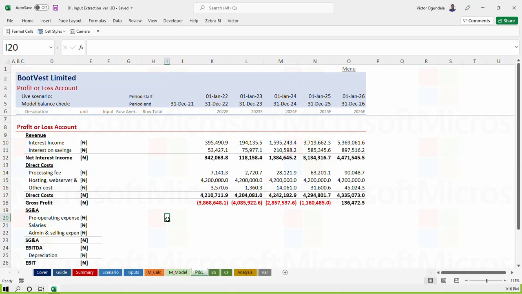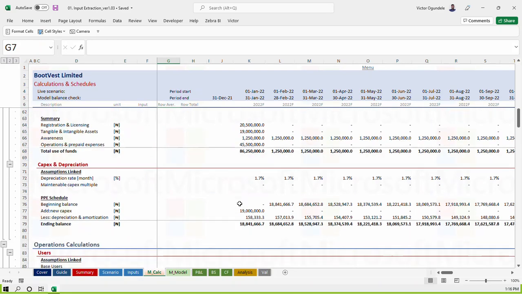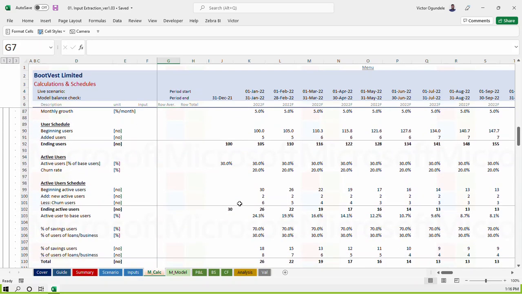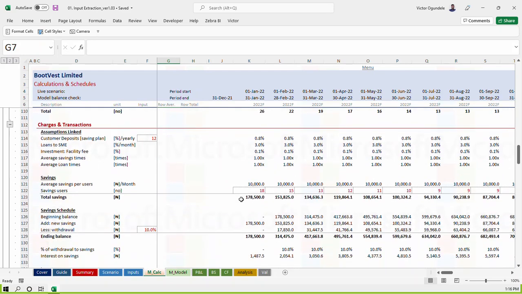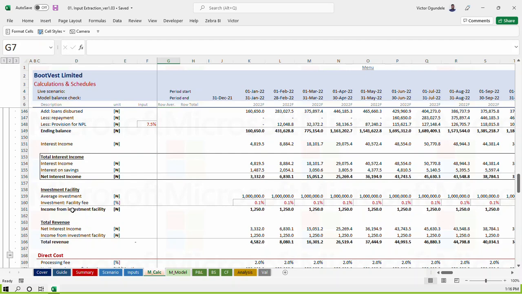We've actually missed out something: the management fee. Exactly. So as a modeler, know your model such that in case anything is off, you automatically detect it. So we've left out our income from investment facility.